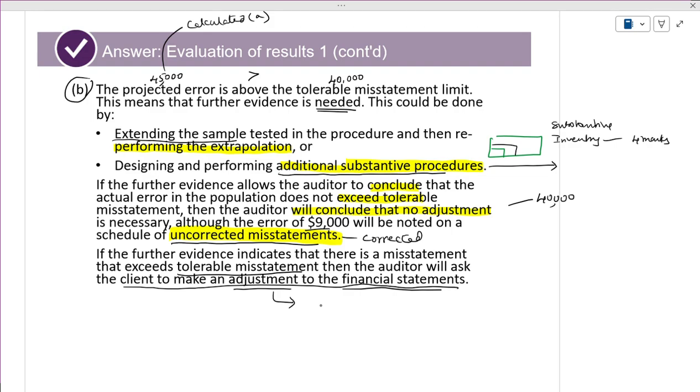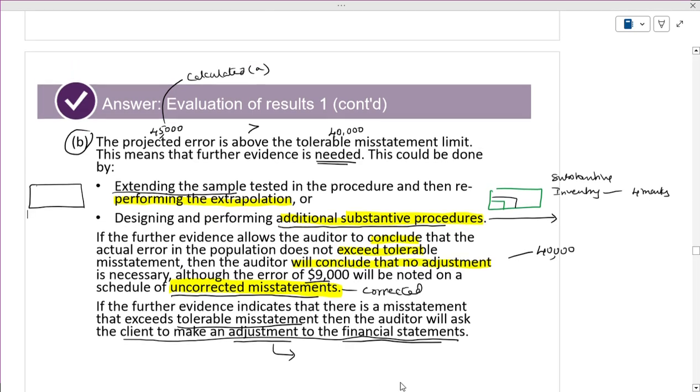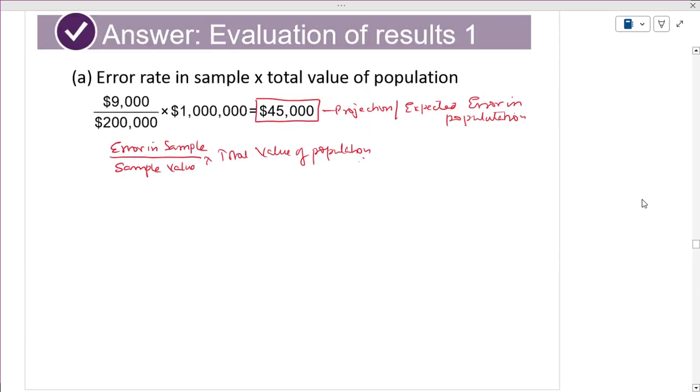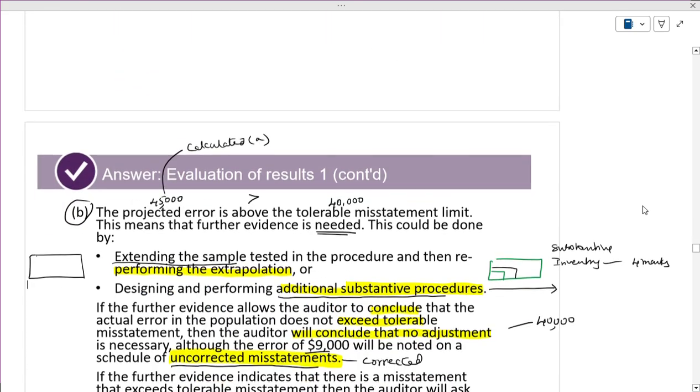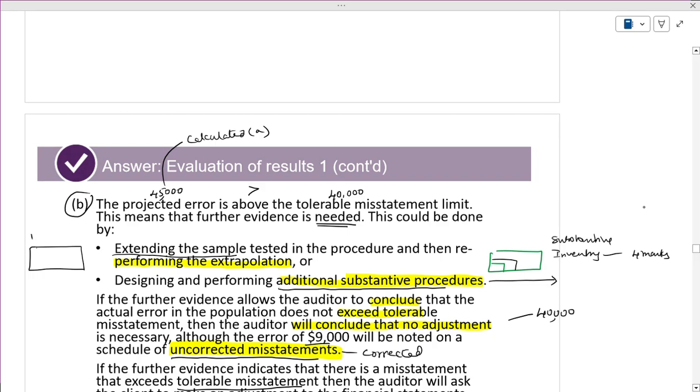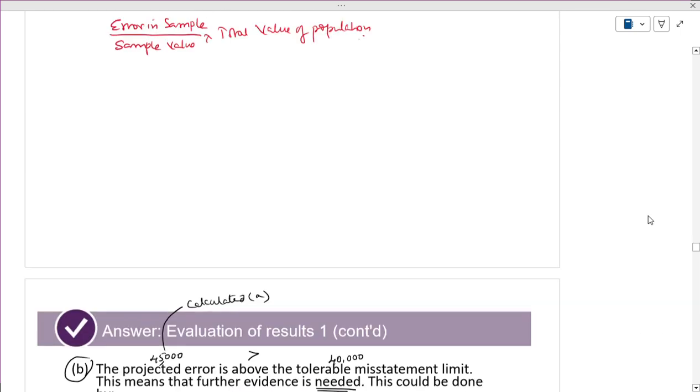Is it okay? What does it mean, reperforming the extrapolation? What I told you, extrapolation, see the things. This is the total population. How much is the population? The population that has been given is 1 million. They have taken a population of 1 million. 1 million is the total value.